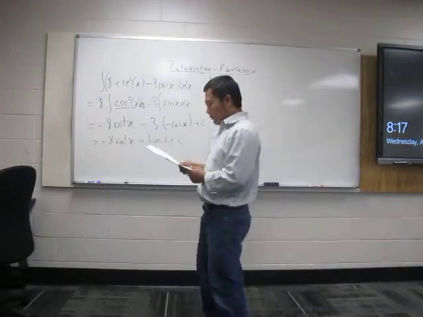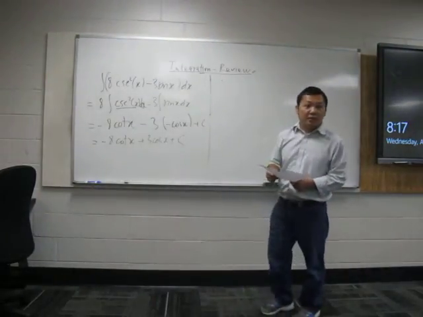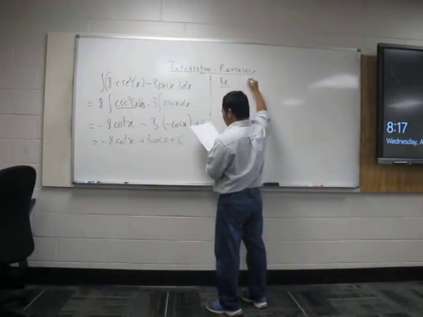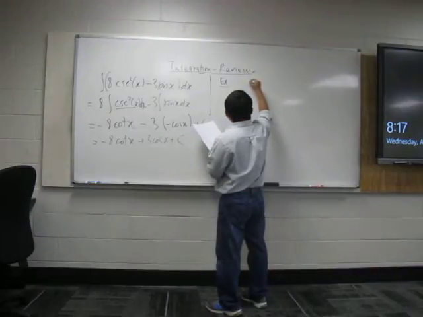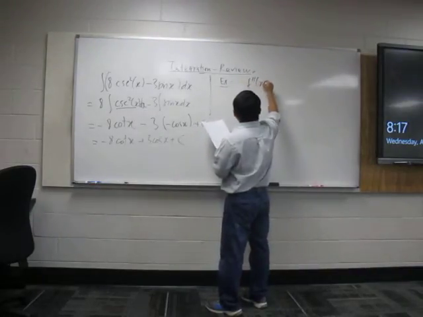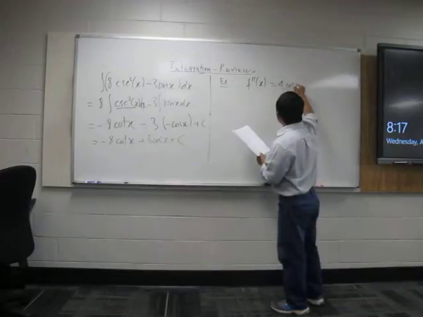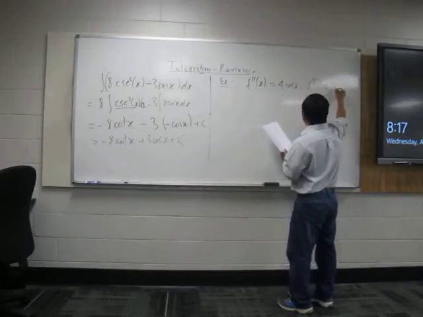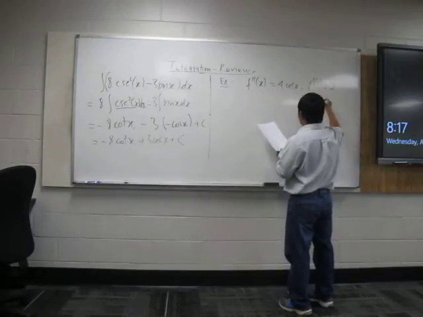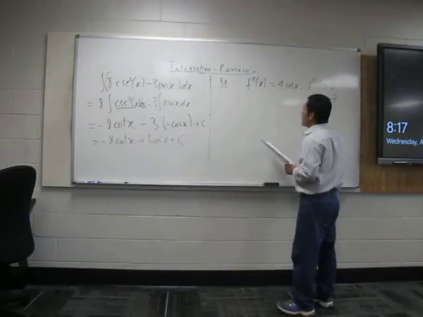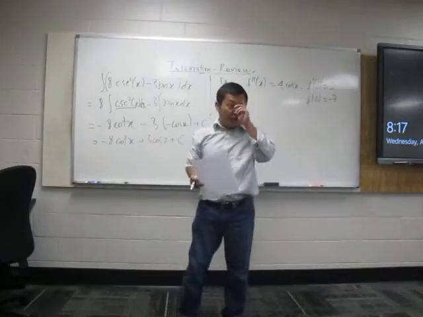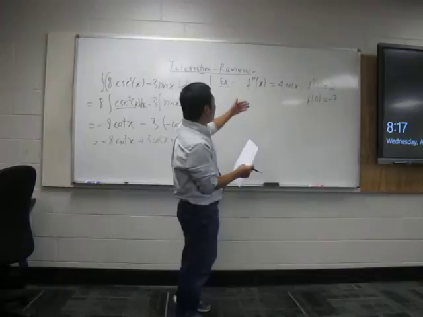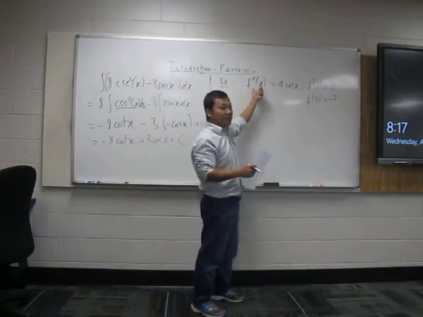The fourth problem is on recovering functions from their derivatives. We have f second derivative equal to 4 cosine x, f first derivative at 0 is 2, and then the second initial condition, f at 0, is negative 7. So we have to recover our function. In this case, we have to recover the original function from its second derivative.